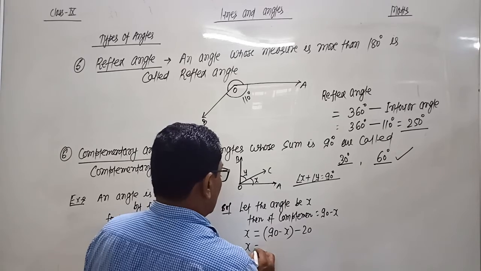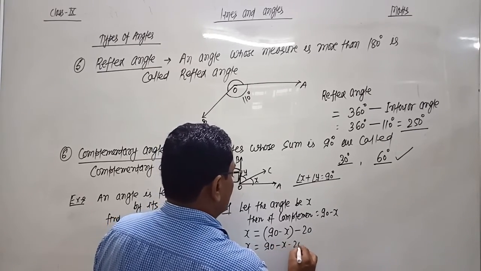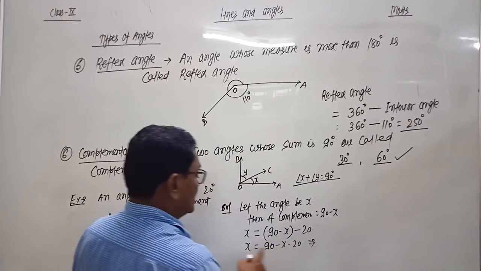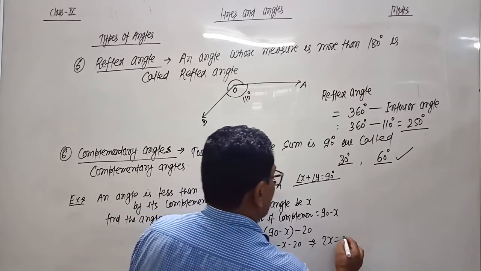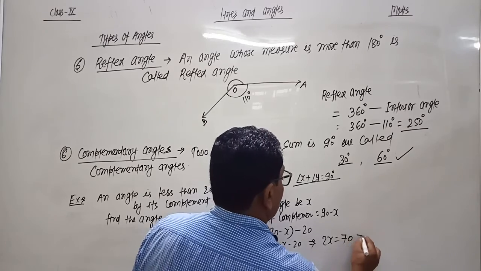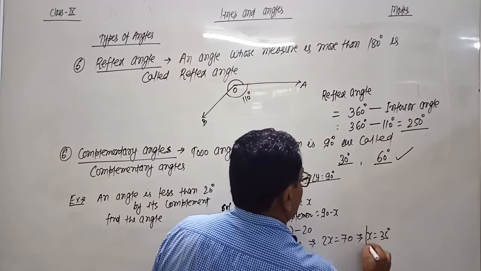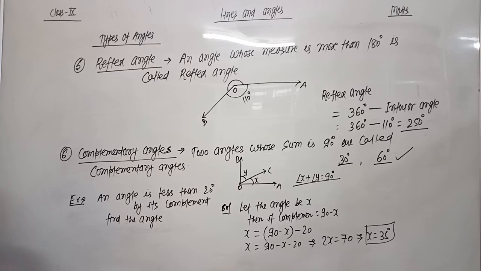Then we solve this. So it becomes X equals 90 minus X minus 20. The minus X goes to the left side and becomes plus. So X plus X, 2X equals 90 minus 20, which is 70. And we get the value of X equals 70 by 2, which is 35 degree. So the angle is 35 degree.